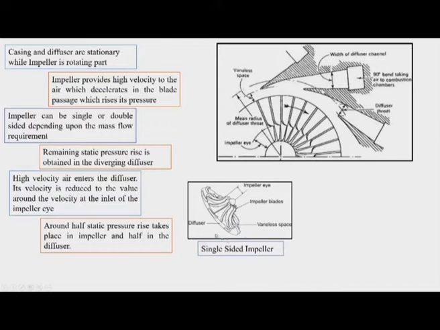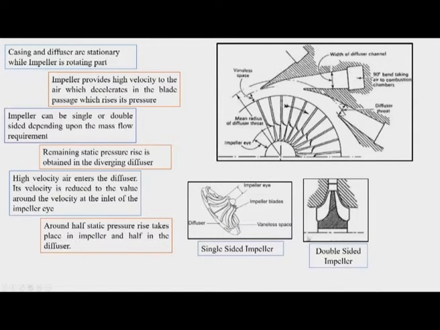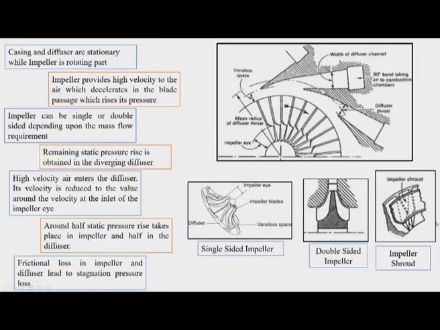This is a single sided impeller, and this is a double sided impeller, where we will have flow coming from both the sides and then the flow will go radially out from both the sides. So this helps us in improving the mass flow rate. Then, if we look at this, there is high pressure on one side of the blade and low pressure on the other side of the blade.